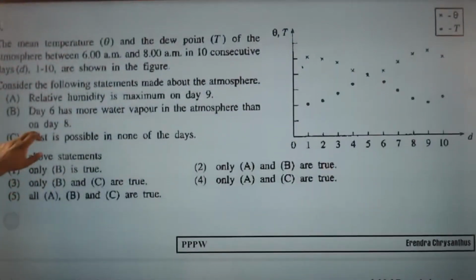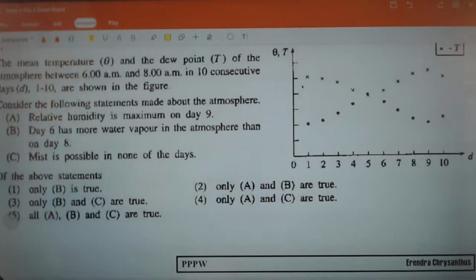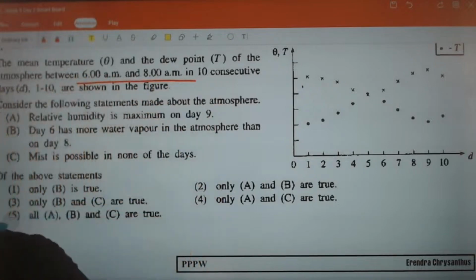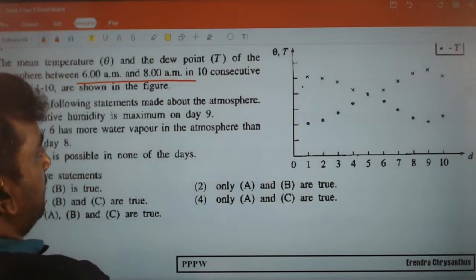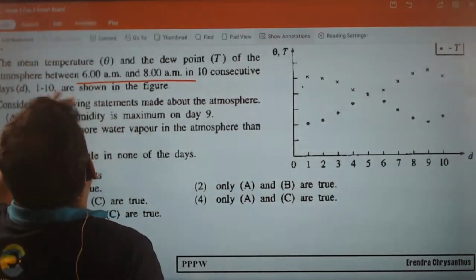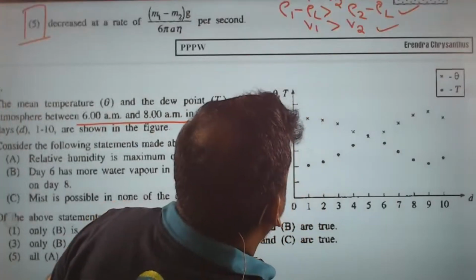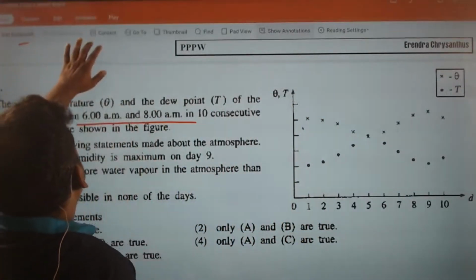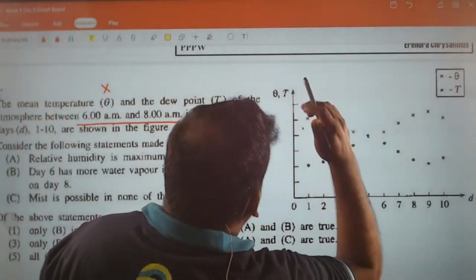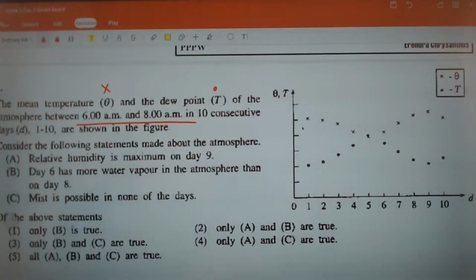Moving up. This is a good question. The mean temperature theta and the dew point T of the atmosphere from 6 am to 8 am in 10 consecutive days are shown. So consider the following statements. So what have they given you? Cross is theta, look at this, cross is theta, dot is temperature. Look at the board carefully.